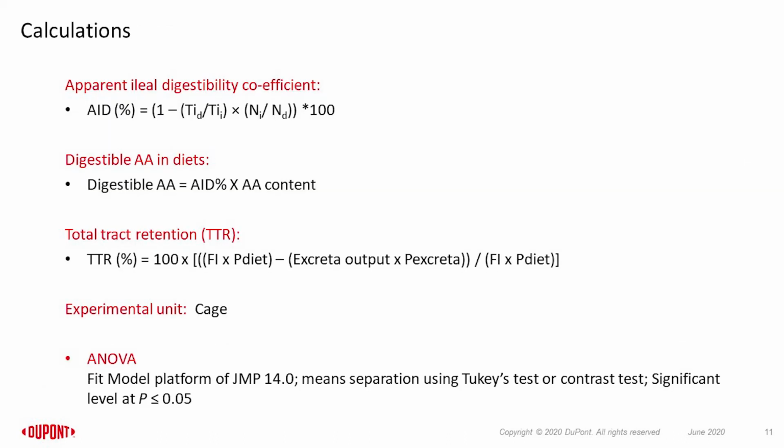The apparent ileal digestibility coefficient is calculated based on the indirect marker method. Digestible amino acid content in the diet is based on AID multiplied by amino acid content in the diet. One-way ANOVA was used for statistical analysis. The mean separation was done by Tukey test or contrast test, with significance level at P below 0.05.